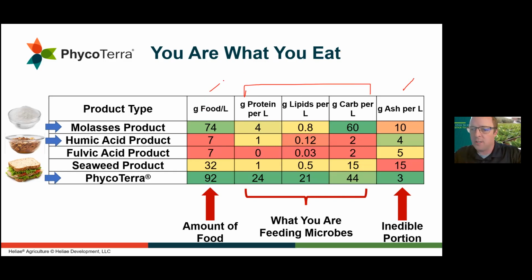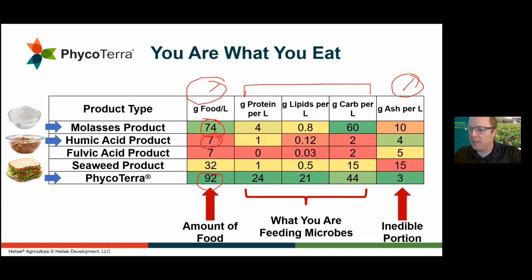If we start with this grams of food per liter, you see molasses and our PhycoTerra, they have a similar food load per liter. Humic acids, not a lot of food. I'll get back to humic acids. They're one of my favorite carbon products to work with. But they have a much better role. They don't deliver a large food source per quart or per liter, but they have other functions based on their carbon chemistry. I'm going to scroll all the way over to the right side and talk about the impurity.